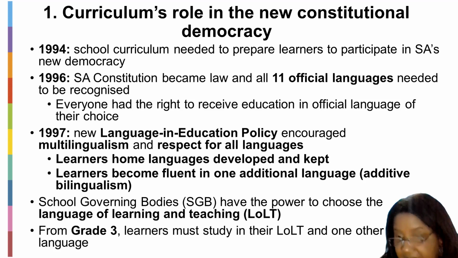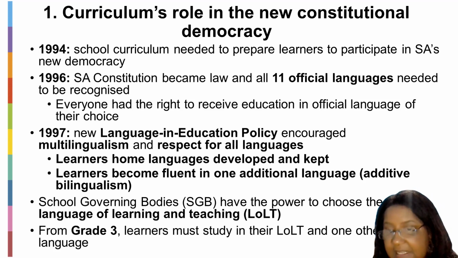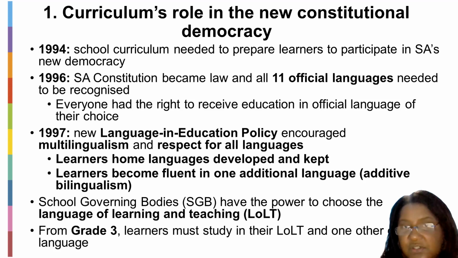But now, after 1994, things change. In 1996, the SA Constitution became law and all 11 official languages needed to be recognized. Everyone had the right to receive education in the official language of their choice. That's what the government said. And then in 1997, a new language in education policy encouraged multilingualism and respect for all languages.